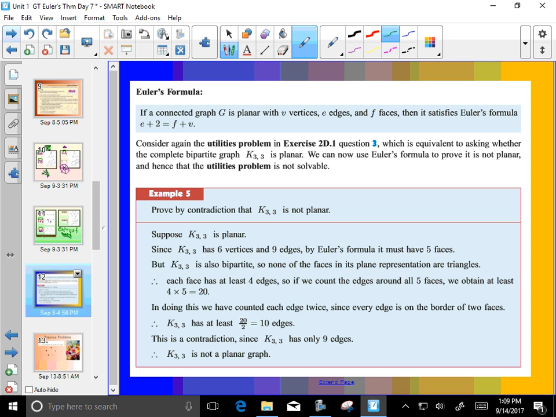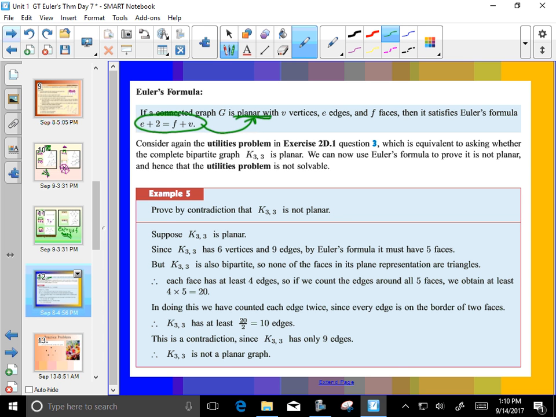So what you just unearthed was Euler's formula. You can go either way with this. If it's planar, this is the relationship. If you have this relationship, that means the graph is planar. So that's a cool way to prove whether something is planar or not: do those add up?